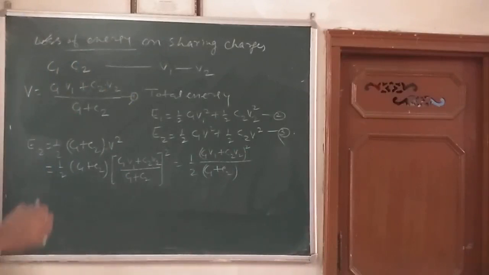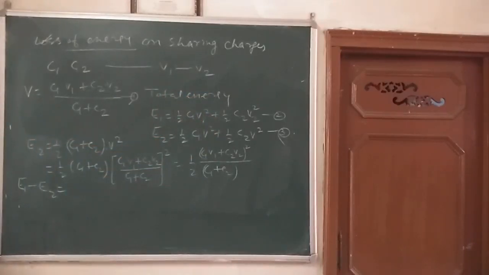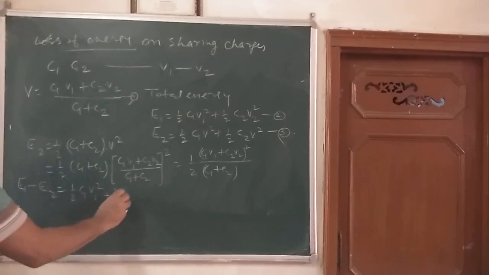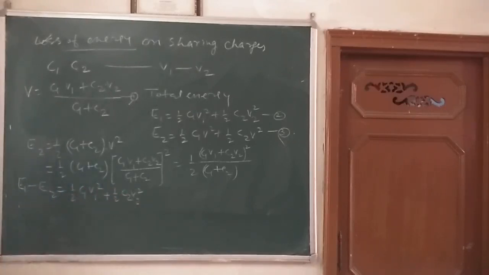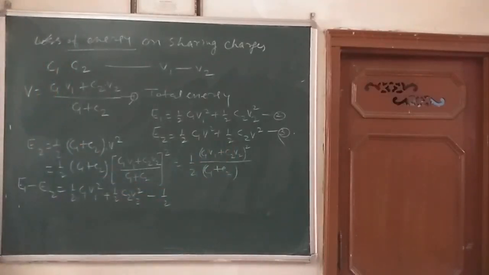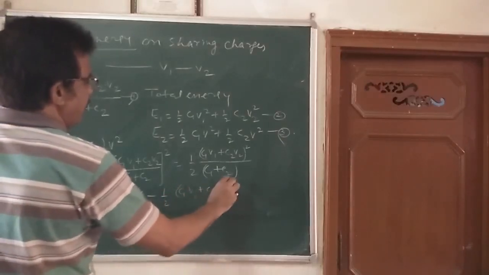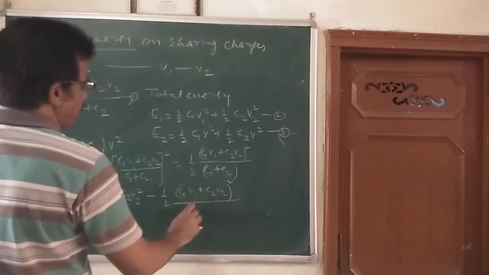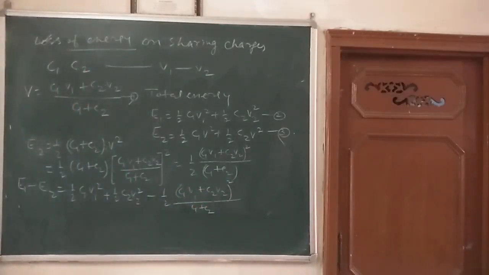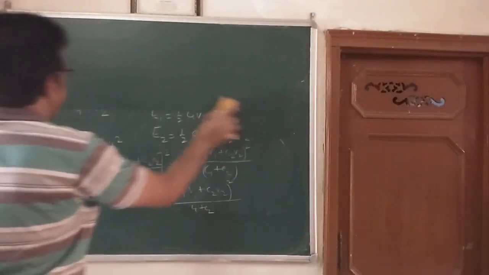So let us calculate E1 minus E2. What is E1? E1 you can get from equation number 2. So that is equal to 1 by 2 C1 V1 square plus 1 by 2 C2 V2 square minus 1 by 2 (C1 V1 plus C2 V2) whole square divided by twice, with C1 plus C2 already there. Now solve it. Simple mathematics.